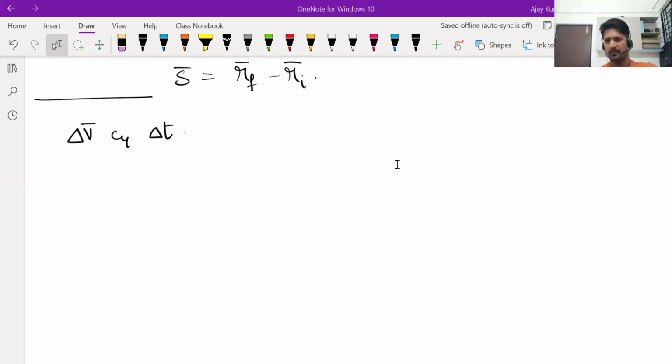Okay, it cannot be done. If you know velocity and it is constant, then displacement is velocity into time. But it's not change in velocity into time. Okay, you can't. Can anything be calculated using delta V and delta T?